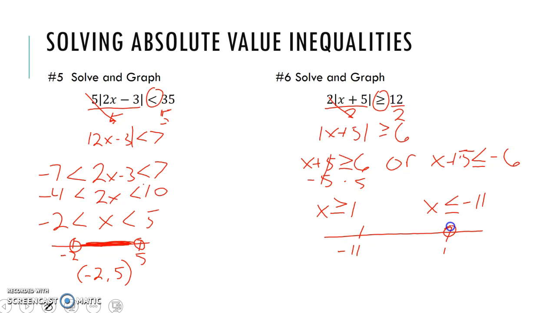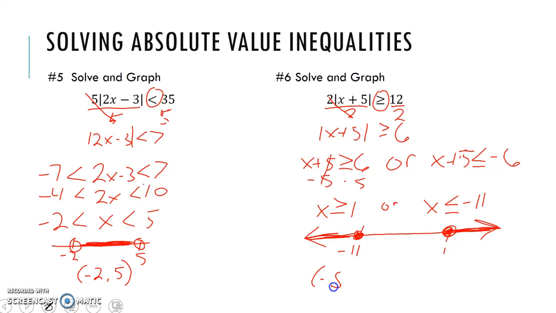It's greater than or equal to 1, so it's a closed circle here, and it's to the right, because it's got to be greater than that, or it could be less than or equal to negative 11. So here's negative 11, it could be less than that. And if I was using interval notation, it would look something like this.